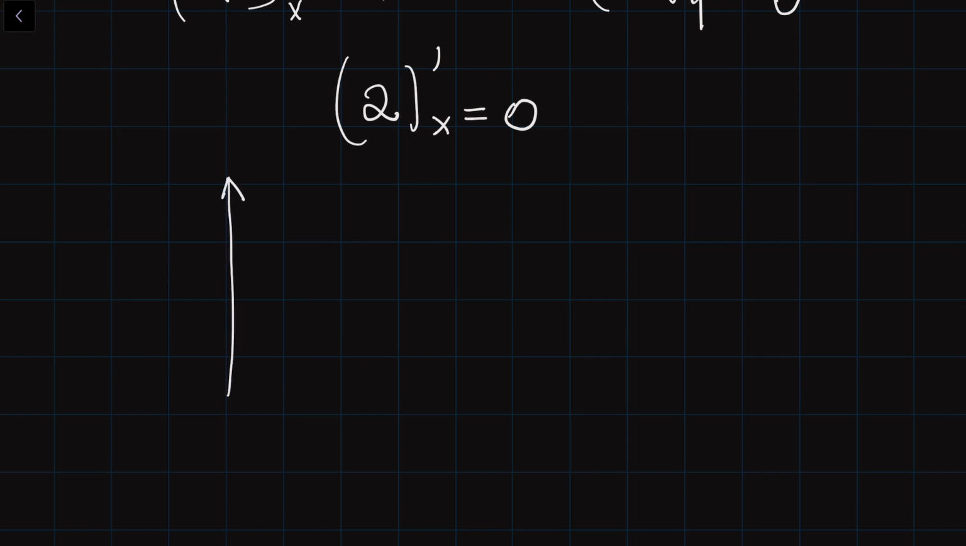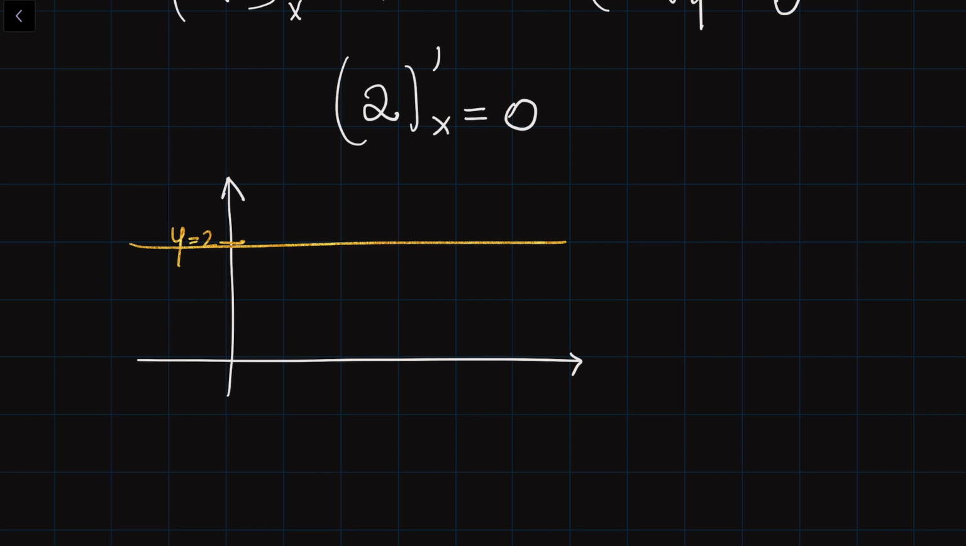Do you remember? y = 2 is going to be simply the vertical line, right? Yes? Are you sure? No, horizontal line. So y = 2 is going to be the horizontal line which is passing through here.